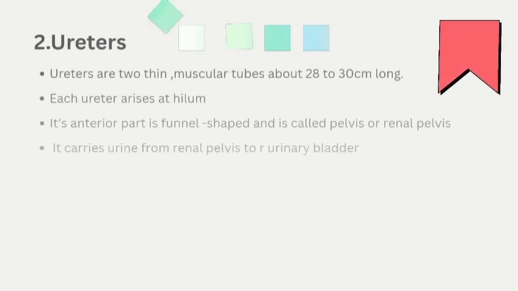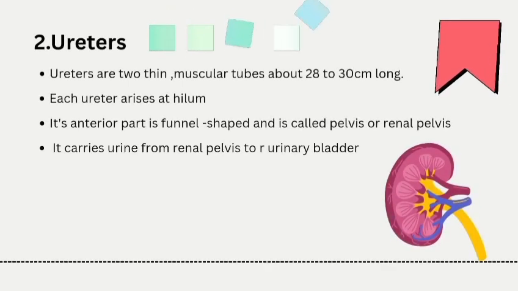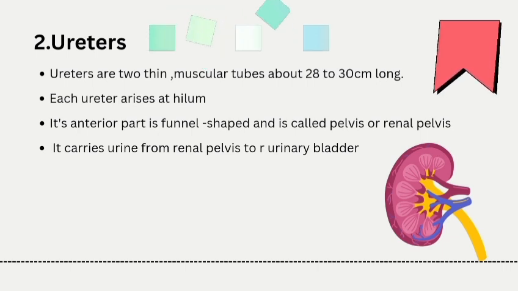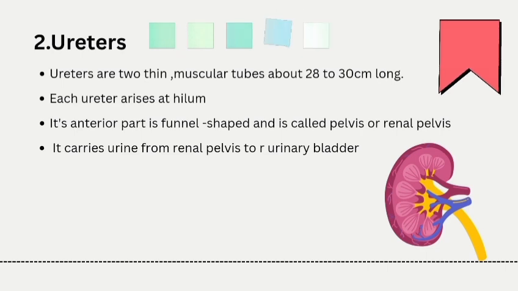Ureters. Ureters are 2 thin, muscular tubes about 28 to 30 centimeters long. Each ureter arises at the hilum. Its anterior part is funnel-shaped and is called the pelvis or renal pelvis. It carries urine from the renal pelvis to the urinary bladder.